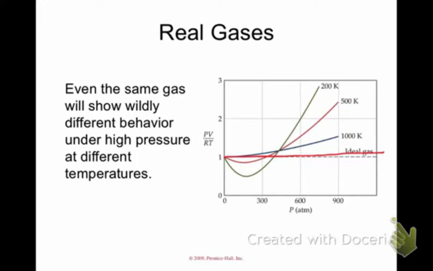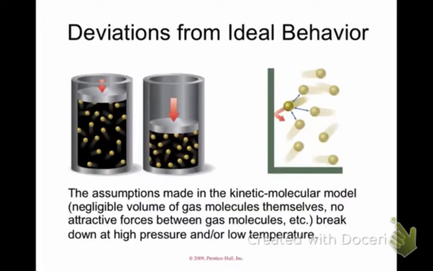I think what this graph shows is that for higher temperatures, you deviate less from ideal than what's shown for a lower temperature. So, deviations from ideal behavior. We'll explain what these two pictures mean in just a moment.